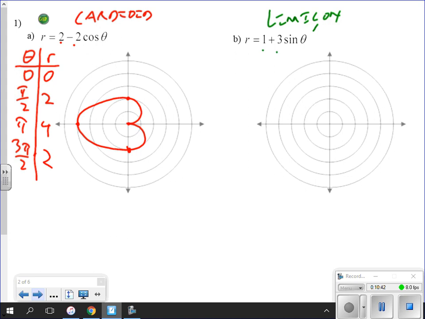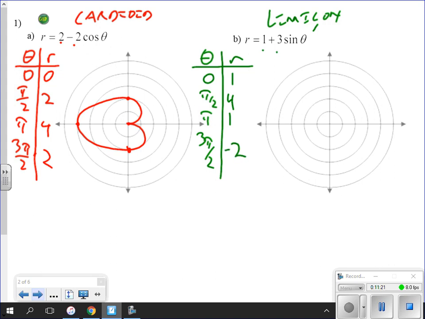Okay, set up a table of values. Plug in the values. Sine of 0 is 0, so I get 1. Sine of pi over 2 is 1, so this gives me 4. Sine of pi is 0, so I get 1 again. Sine of 3 pi over 2 is negative 1, so this gives me negative 2 for my value.